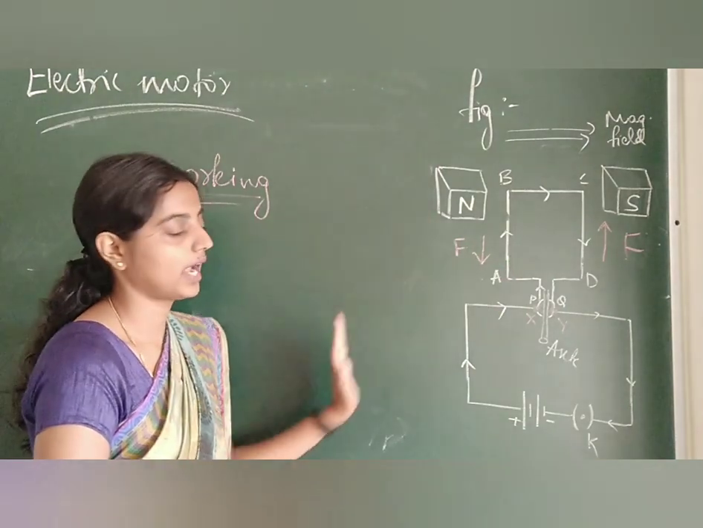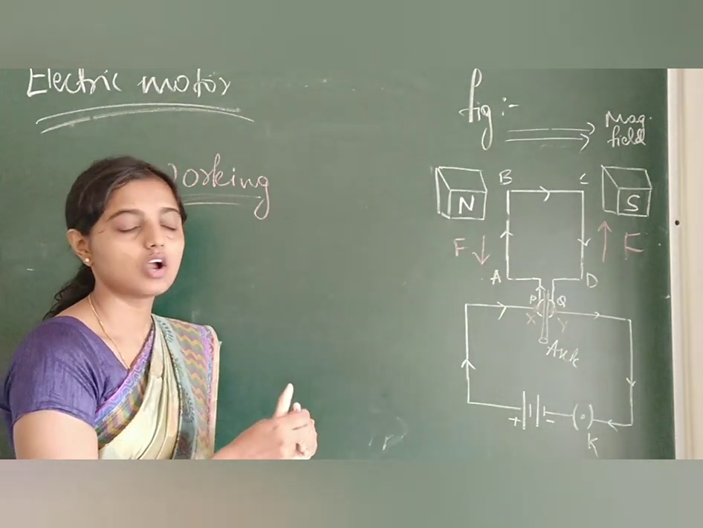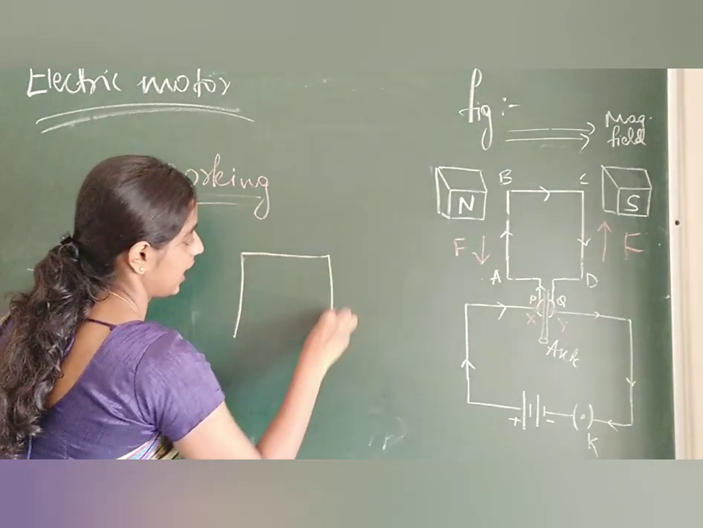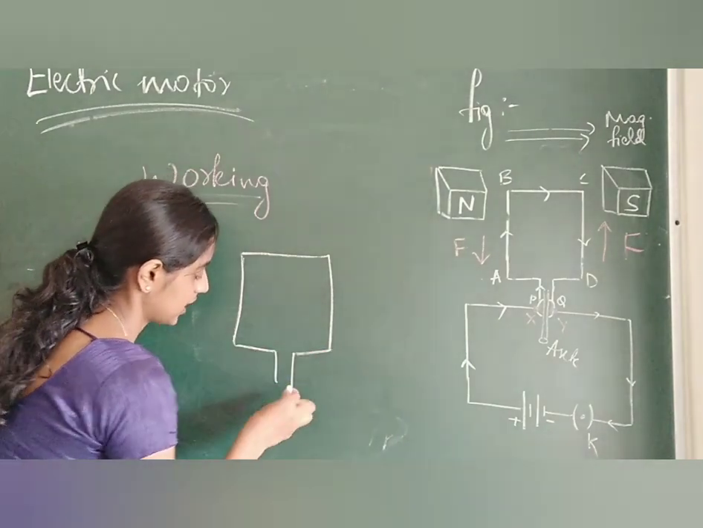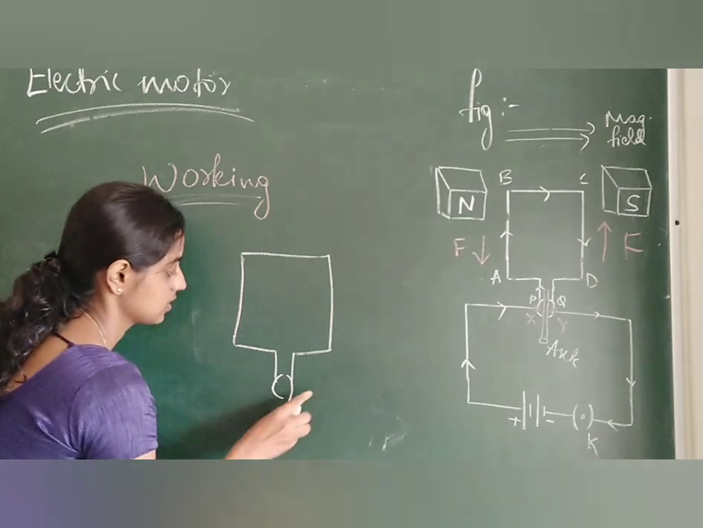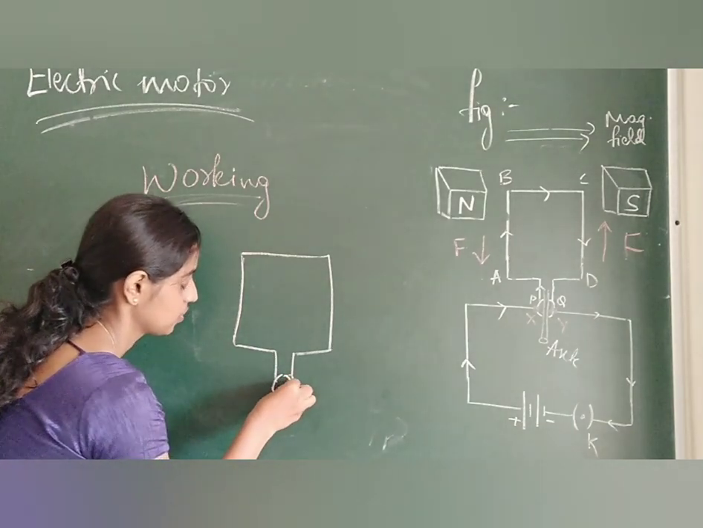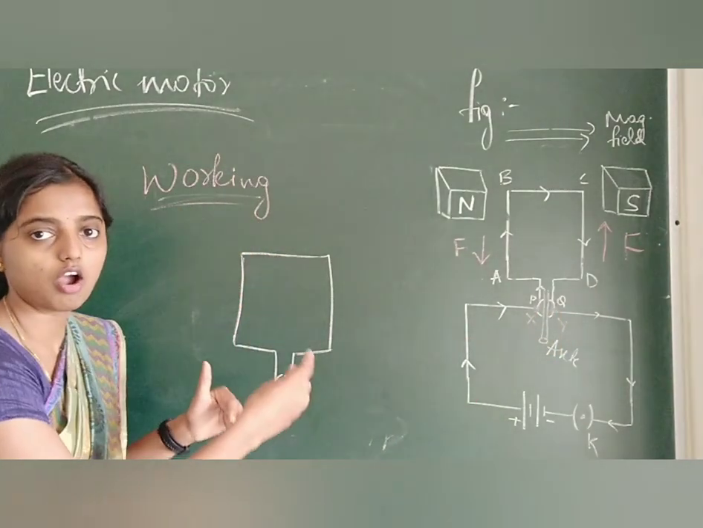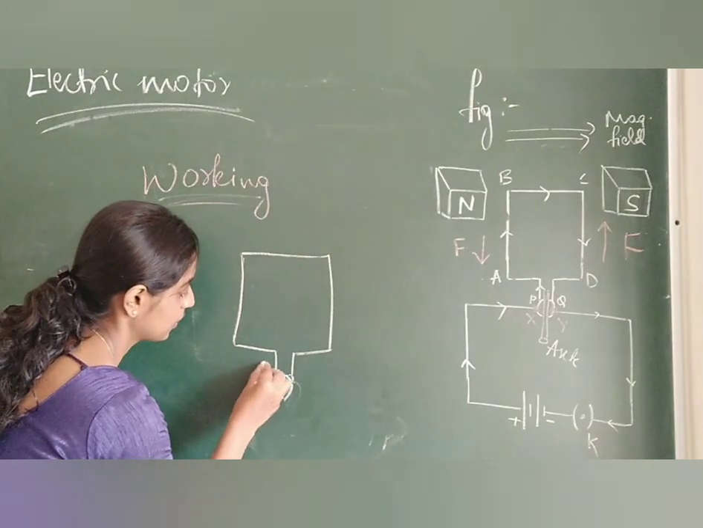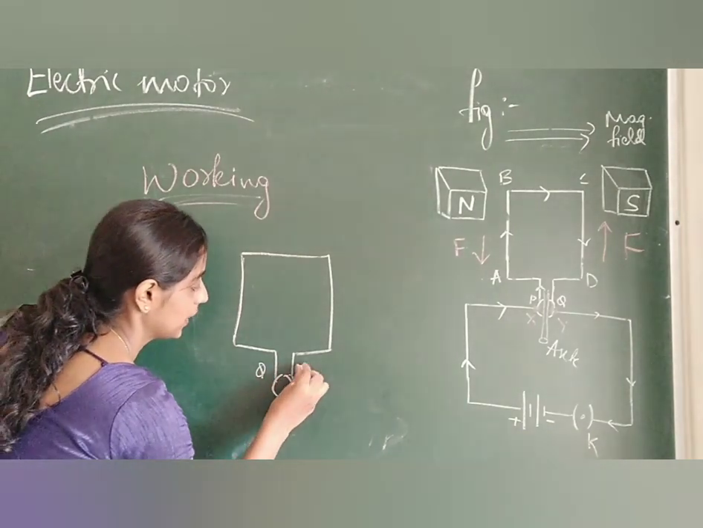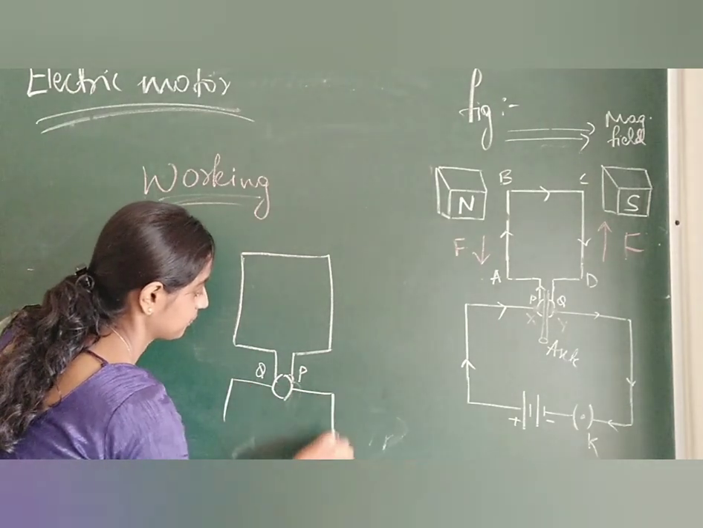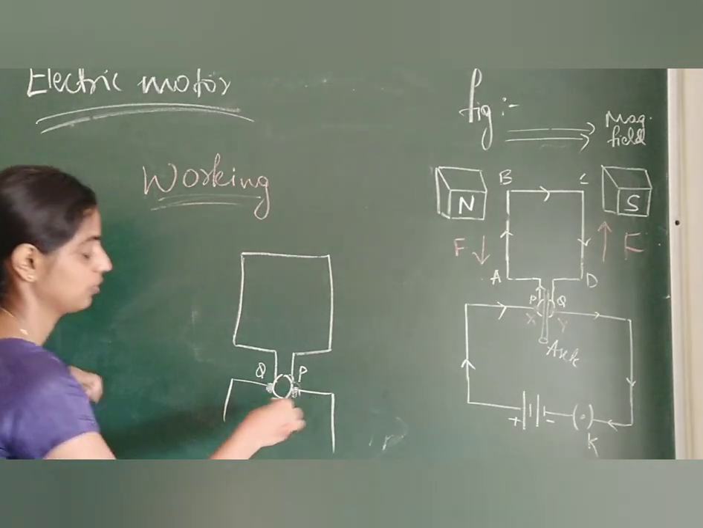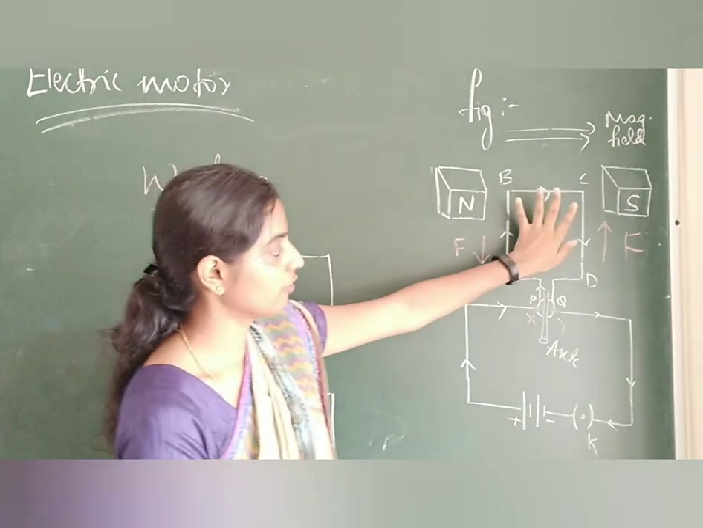Now let me write the same diagram after completing half a rotation. So we have a rectangular coil like this, which is connected to, what is this? Split rings. So when it starts rotating, this Q part, after half a rotation, will come this way. This will become Q, and what happens to P? P will come here. Okay. So this will be our stationary brushes. Now we have it like this, right?